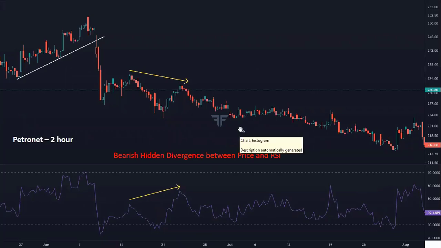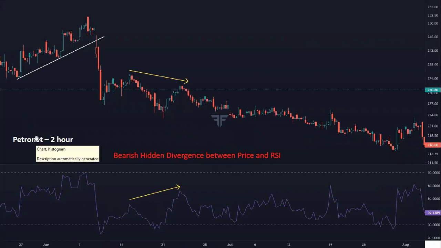Now, let me talk about another chart. Now, this is the 2-hourly chart of Petronet. So initially, Petronet was rising, as you can see. Then at this point, it broke the rising trend line and started a precipitous fall. It rallied from there, it declined again, and then rallied again.